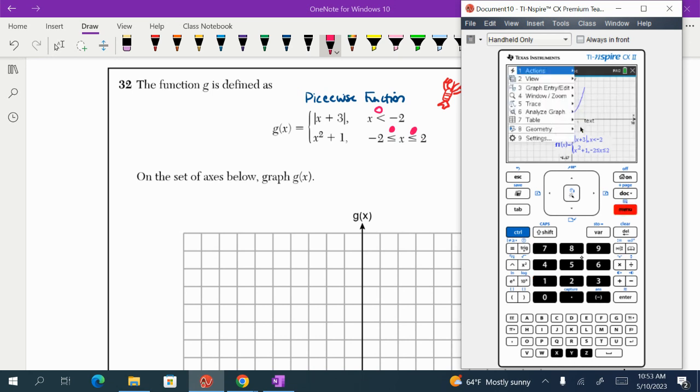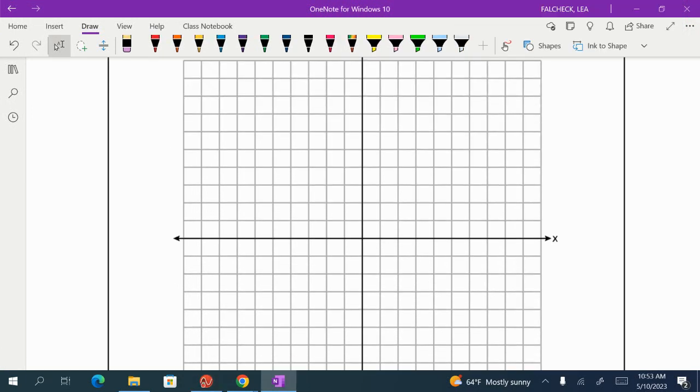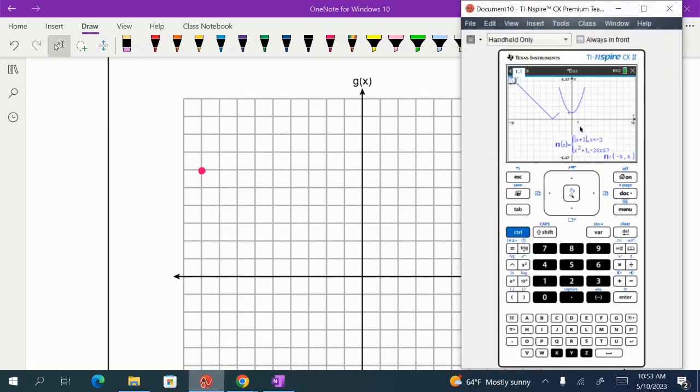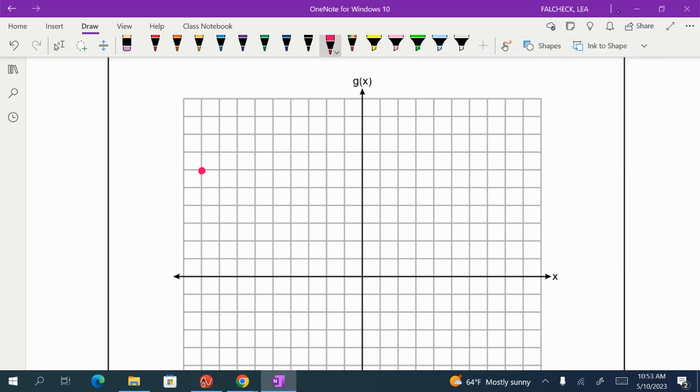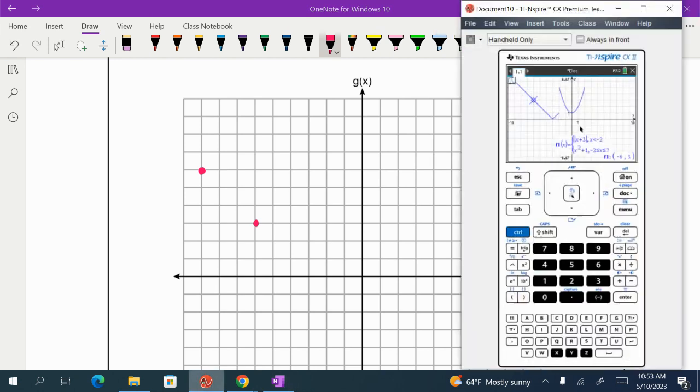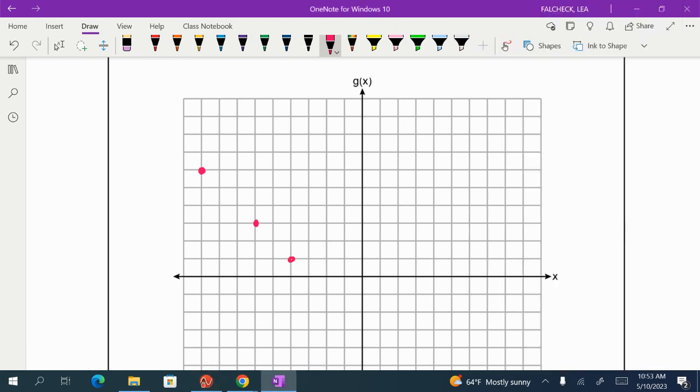And then we do menu 5, 1. And then just be careful with piecewise functions. So it'll tell me the points this way. So -9, 6. Let's go ahead and put that on the graph. -9, 6: 1, 2, 3, 4, 5, 6, 7, 8, 9. 1, 2, 3, 4, 5, 6. Okay. What else? -6, 3: 1, 2, 3, 4, 5, 6. 1, 2, 3. -4, 1: 1, 2, 3, 4, 1, 2, 3, 4, 1.